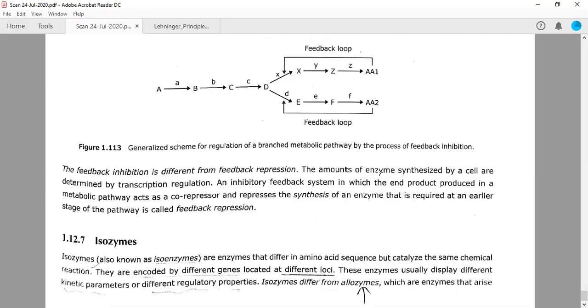You can read about feedback repression from here, or find it in more detail on the internet. Then there are isoenzymes, allozymes, riboenzymes, and DNA enzymes. All these we have discussed in our previous classes. So we finished this enzyme portion from your Pathfinder. Okay.